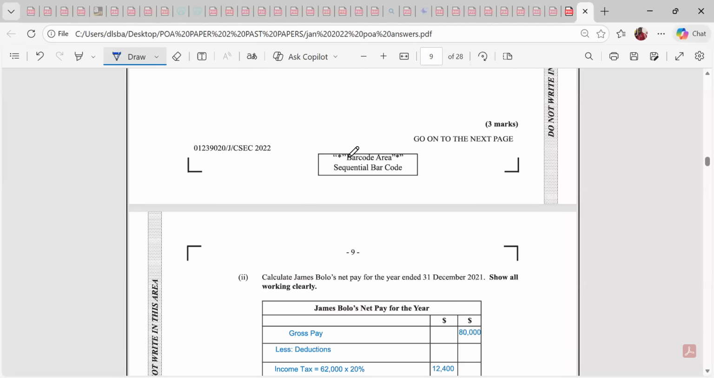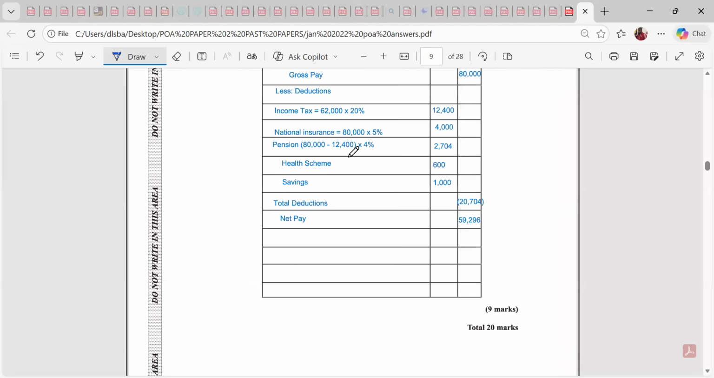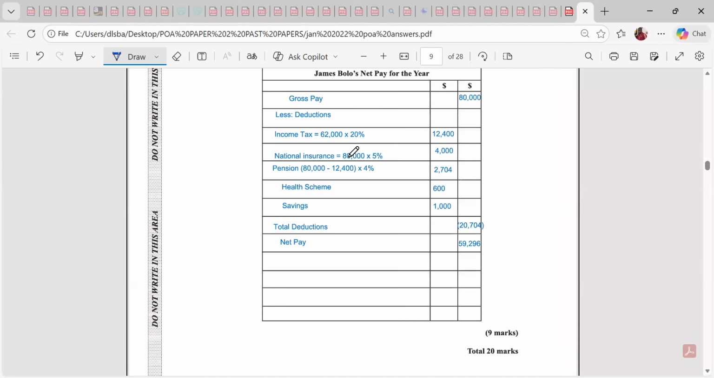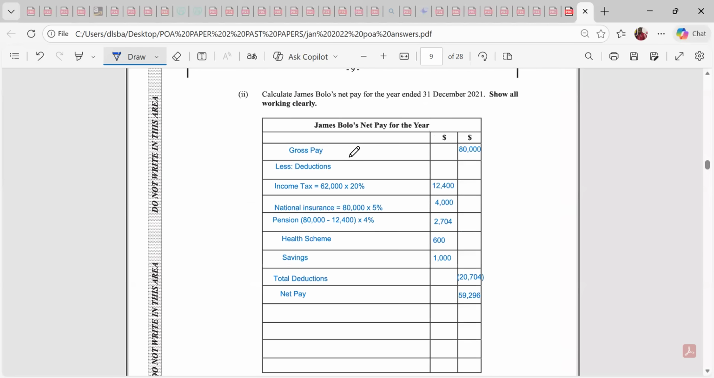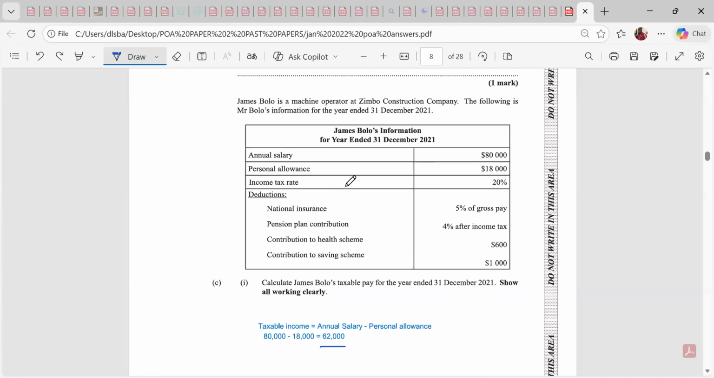Now here, they ask us to calculate the net pay. The net pay is the take-home pay: the gross pay minus all of your deductions. So start off with my gross pay, which was the 80,000. And then I'm going to minus all my deductions. First of all, minus is income tax.